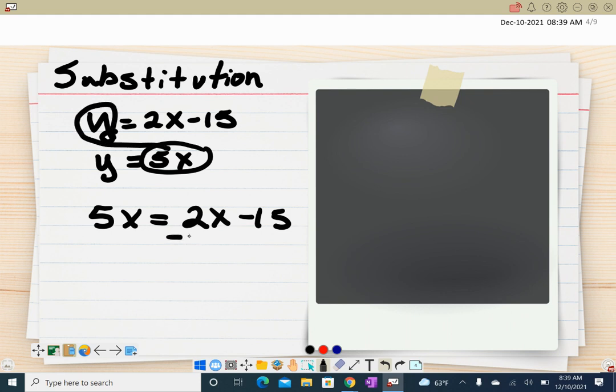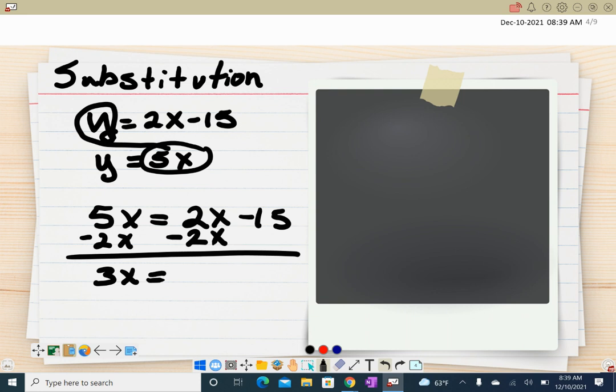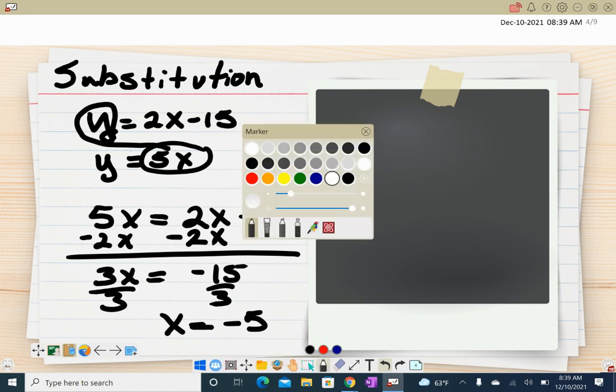All right, now I got the variables on both sides, so I'm going to subtract 2x from both sides. Negative 15. All right, so dividing by 3, x equals negative 5. Okay, so now plug in.